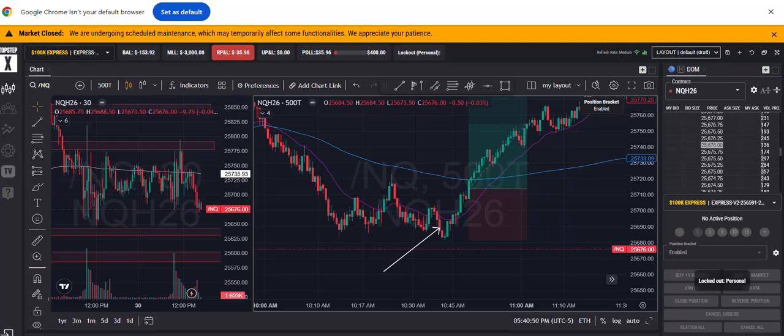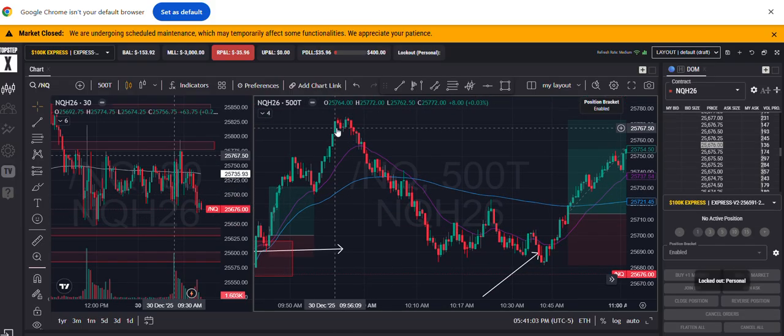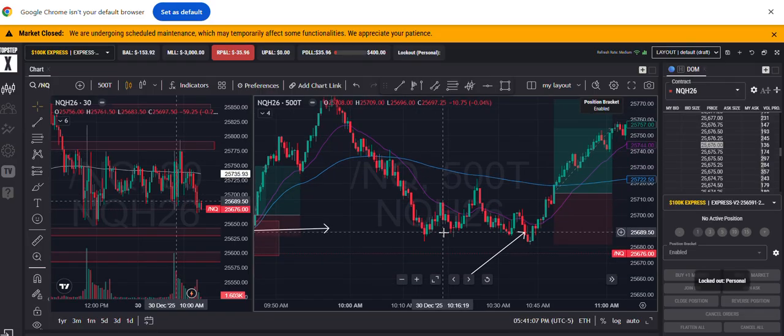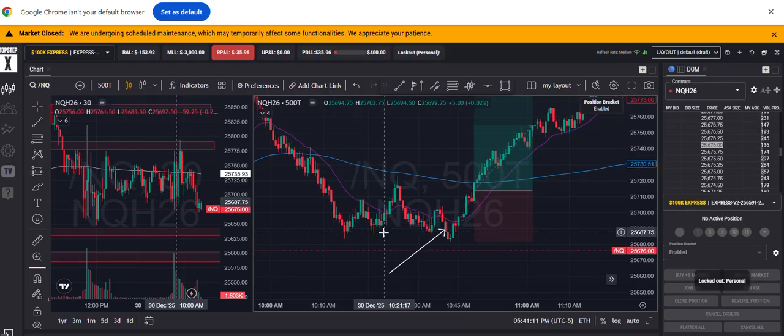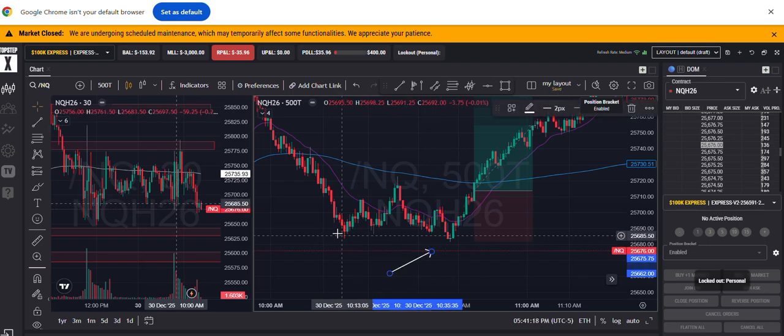So I'm also going to be showing you another ICC setup that I took on NQ today, December 30th, 2025. I would recommend you watch the first video, which explains the first setup, how we took the trade to the top, and also the reason why it dropped. If you didn't catch the first setup, this would be another great opportunity because price came back down to the bottom of the range.